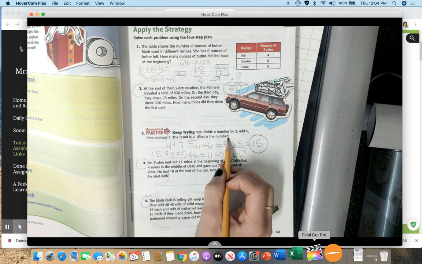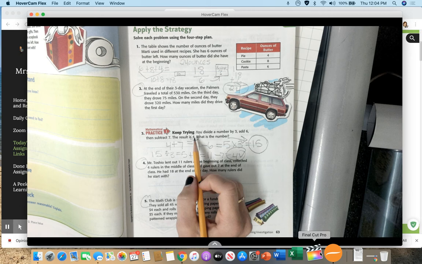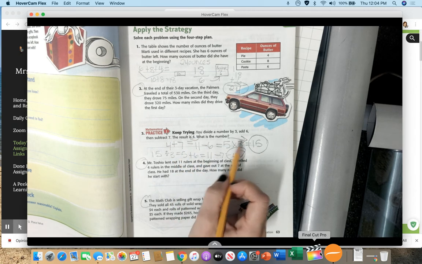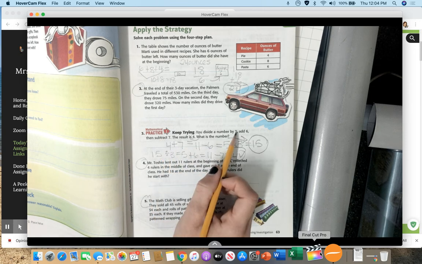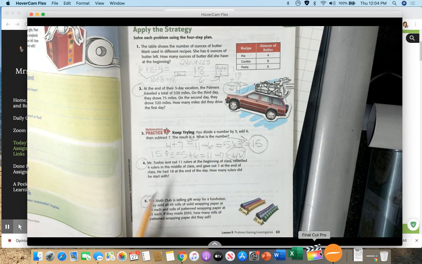So what is the number? The number was 15. So whenever you have a problem like this, just get the number that you end with and just work yourself backwards by doing the opposite operations. I want you guys to also try 4 and 5, but please make sure you stop when it's time to go to math stations.